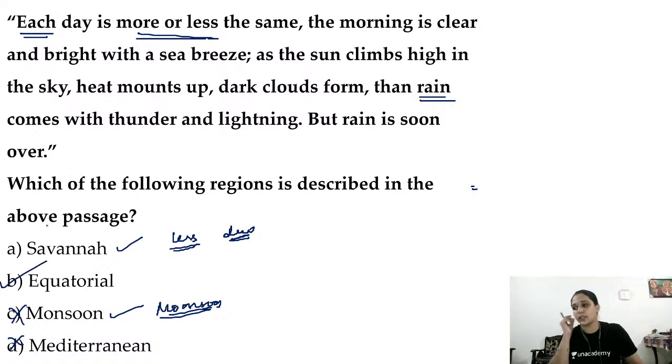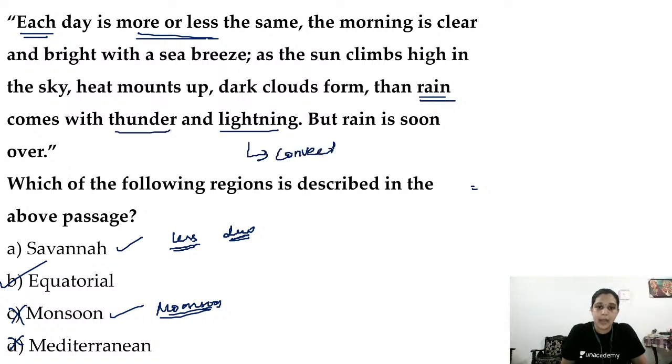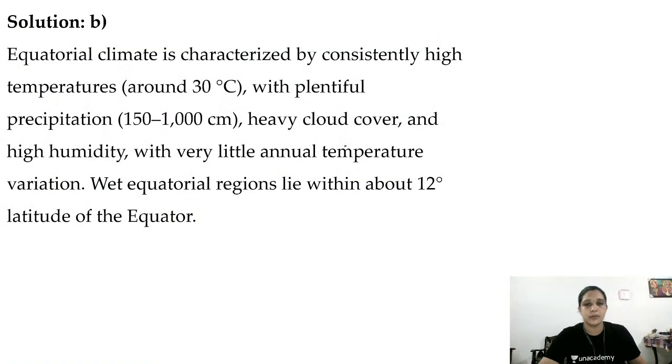This is a very straight question. Each day you have rain, each day you have sunlight, each day you have hot convectional rainfall. This is nothing but convectional rainfall. Convectional rainfall is very high and happens daily in the equatorial region only. The answer is B, simple. It's a very straight question, a basic climatology geography question.